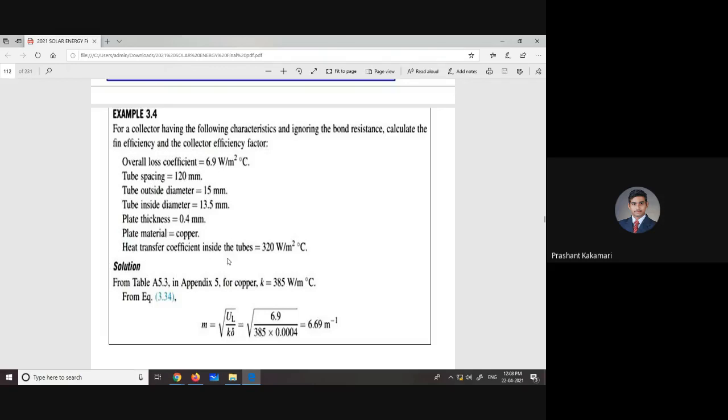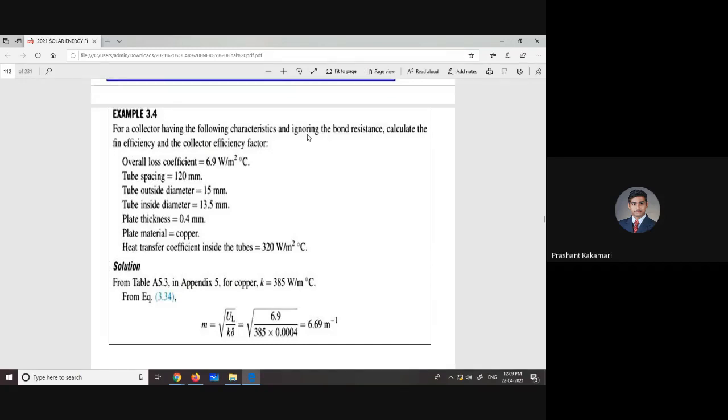Then heat transfer coefficient inside the tubes. Heat transfer coefficient is for the inside tubes where convection will be there, and that is given 320 watt per meter square degree centigrade. So these all values are given as characteristics of the given flat plate collector, ignoring the bond resistance. So here in the problem, we need to ignore the bond resistance, or whatever the bond is attached between the tube and the plate. That bond resistance, or the bond conductivity of the heat, we have to neglect. Whatever the losses with respect to the bond, we are going to neglect in this problem.